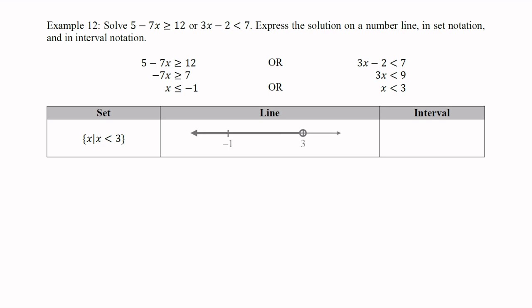And on a number line, that's going to be everything that's less than 3. So we'll shade everything left of 3, with an open dot at 3 since we do not have an equals to, and in interval notation, negative infinity to 3.